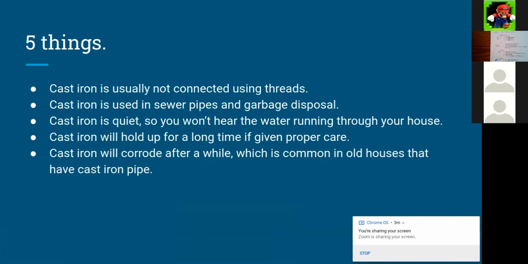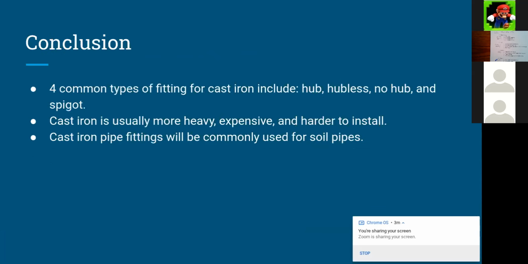5 things to know: cast iron is not usually connected using threads. Cast iron is used in sewer pipes and garbage disposal. It's quiet. It will hold up for a long time if given proper care, but it will corrode after a while, which is common in old houses that have cast iron pipe.